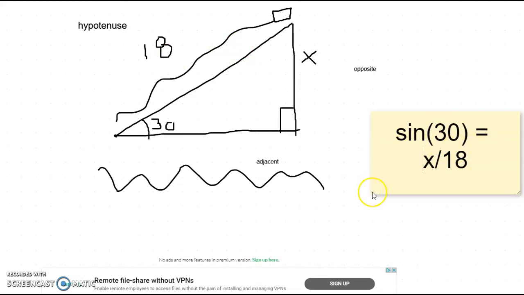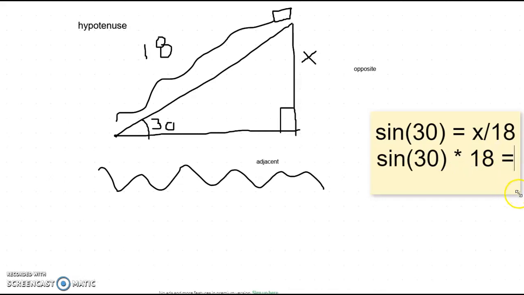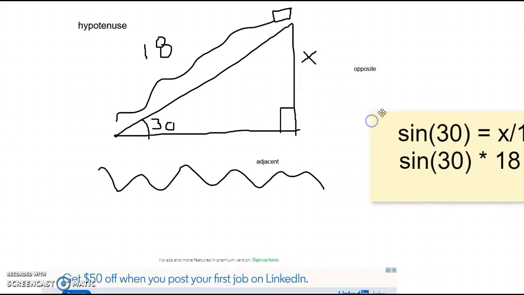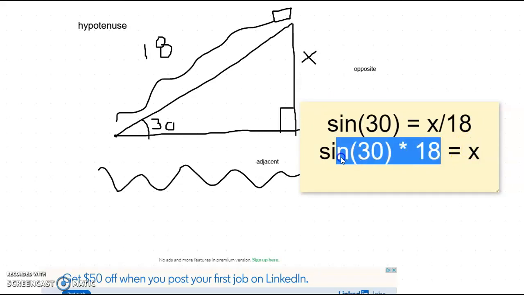Now in this scenario, my x is on the numerator. So what is the inverse of dividing by 18 so I can get x by itself? Well, I'm going to multiply by 18. So I have sine of 30 times 18, and that equals x. This is what I'm going to put in my calculator.